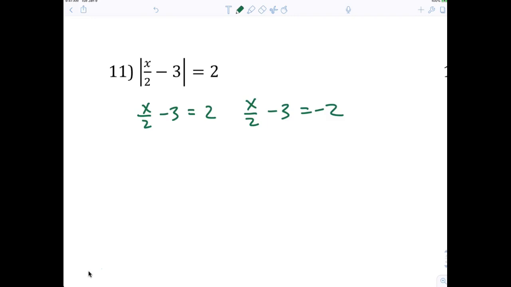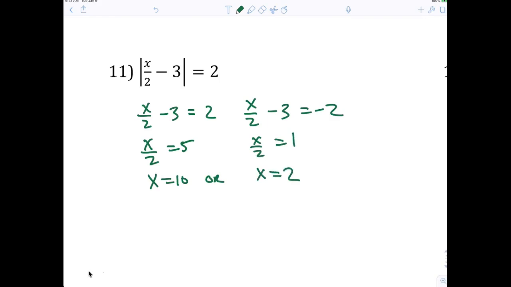That's what I'm talking about. That's how you use your mental math. But of course, we're going to write it all out. So over here, what am I doing? Add 3. So that becomes 1. And then multiply by 2, so that becomes 2. That's easy. That's what I'm talking about on your mental math. All right? So here we go. So I have x over 2 equals 5, x equals 10, or x over 2 equals 1, x equals 2.